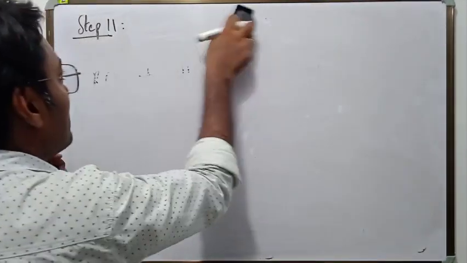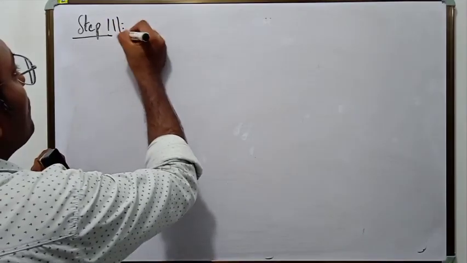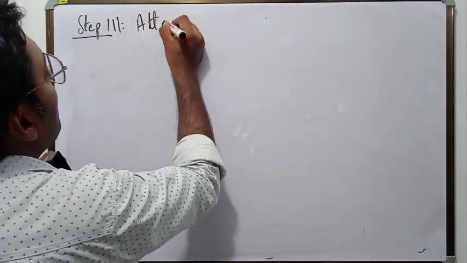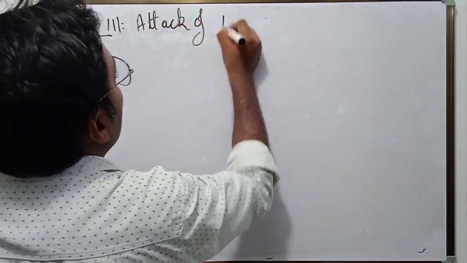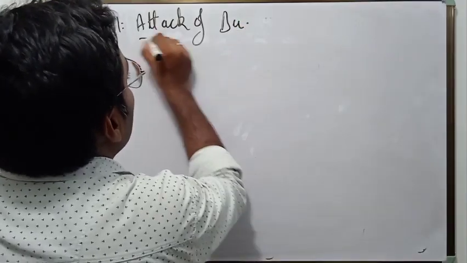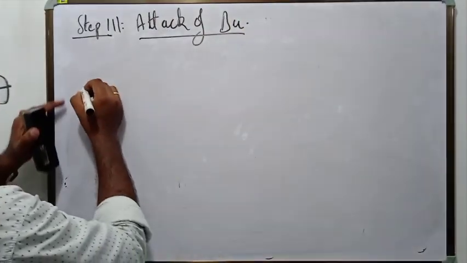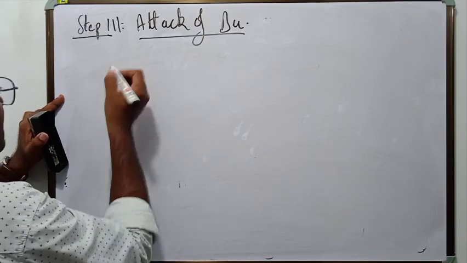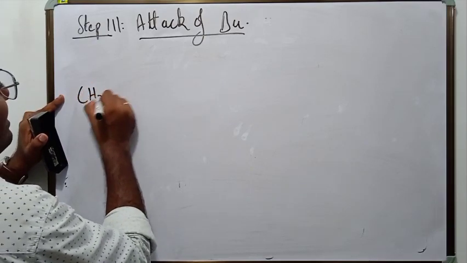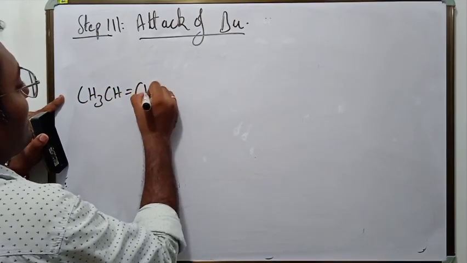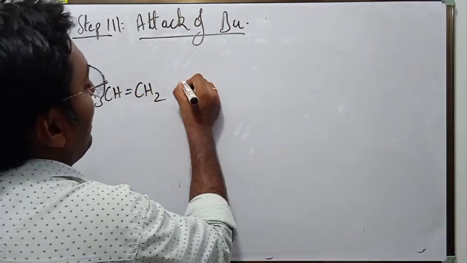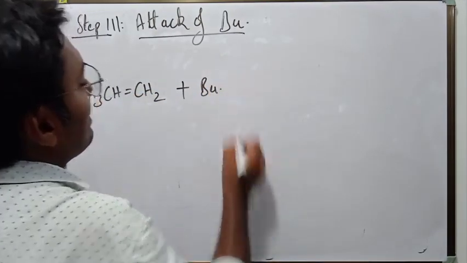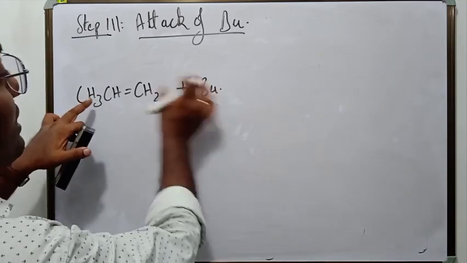Step 3, attack of bromine free radical. Now what does it attack? What is the substrate here? Right, the unsymmetrical alkene, that is prop-1-ene, and Br free radical is the radical that is going to attack.